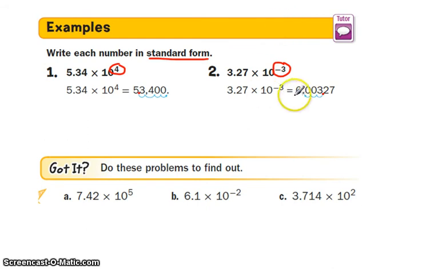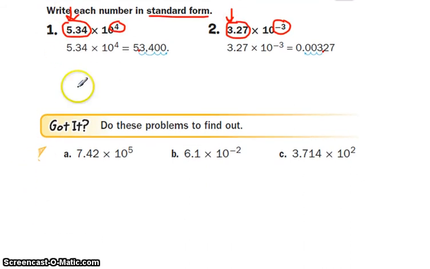Now notice, look at this number right here, and look at this number right here. These are your factors, and notice it's between 1 and 10. You can't have an 11 point something or a 12 point something. You have to have a single digit. That's part of scientific notation. Right now I want you to use these as an example, and I want you to pause the video and try your got it problems. All right, let's see how you did.